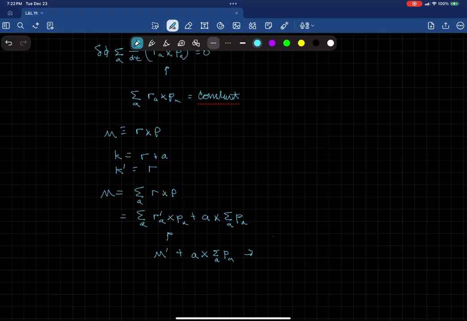So M depends on origin unless the system is at rest.